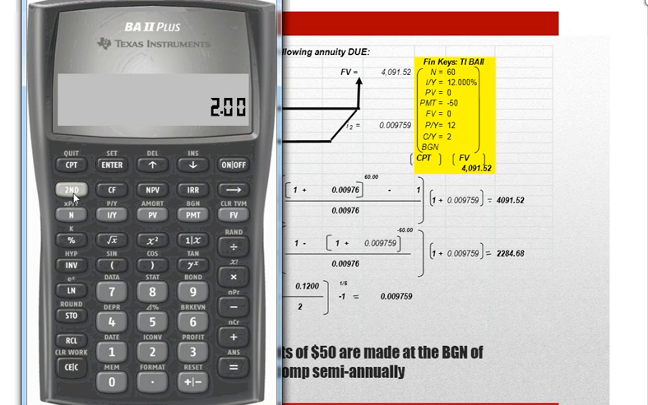Then we're going to go to second function, payment, because we have to have a BGN. So second function payment, and then second function enter, and we get BGN. And then compute future value, and that's 4,091.52.